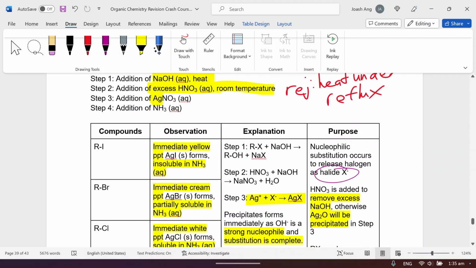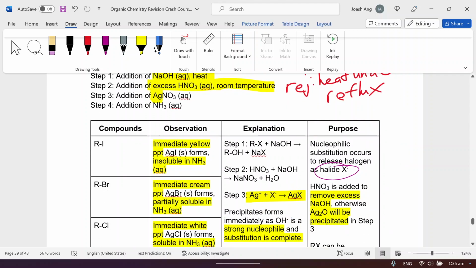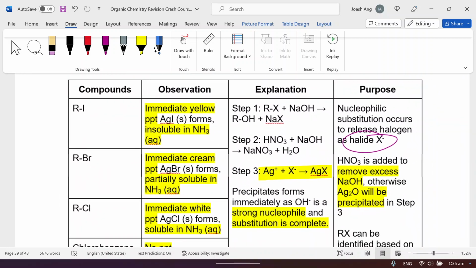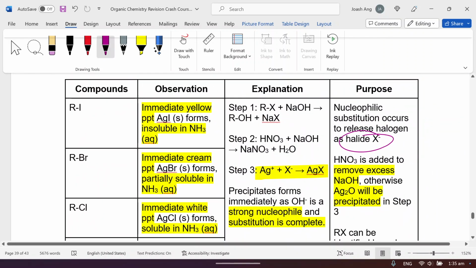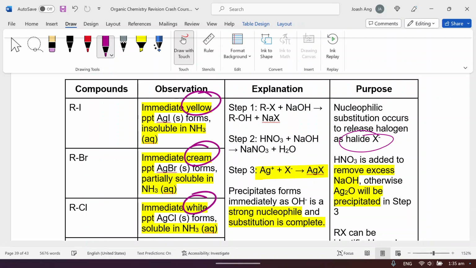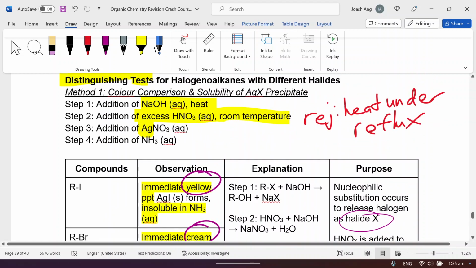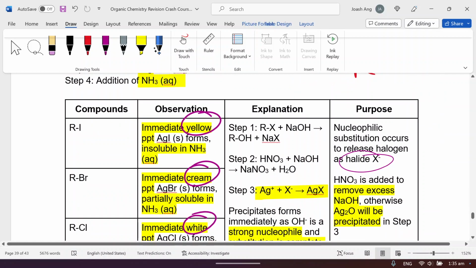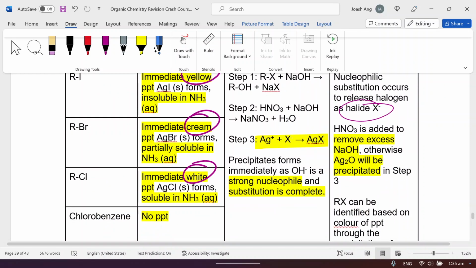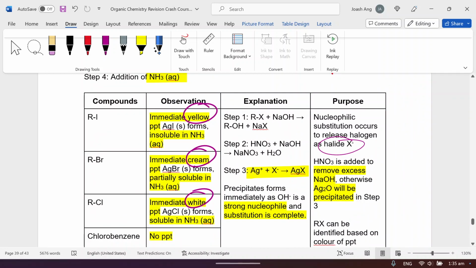Alright, so once I form my precipitate, some people will say, hey, it's not that clear, right? Got one yellow, got one cream, and got one white, and if you're colorblind, you don't know which is which. You can use NH3 so that I'll be able to see clearly and identify the halide much more easily.